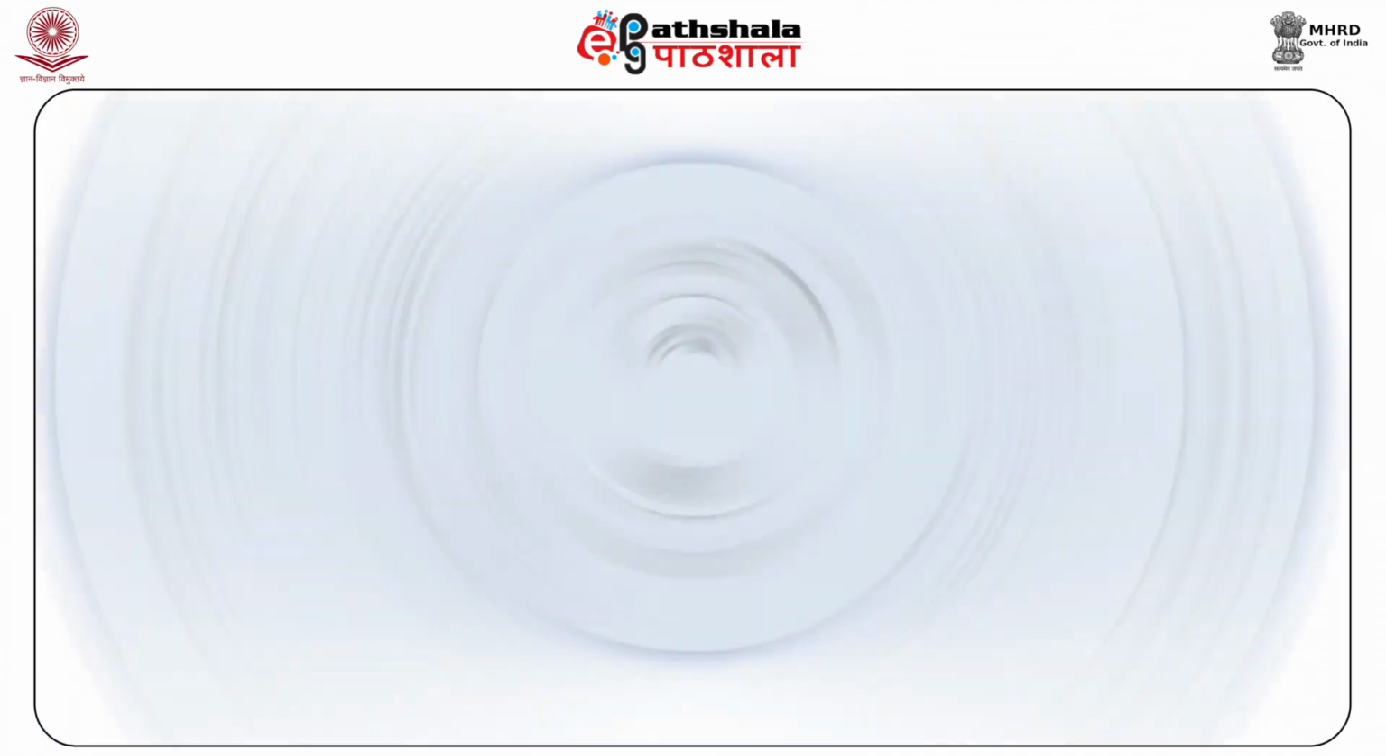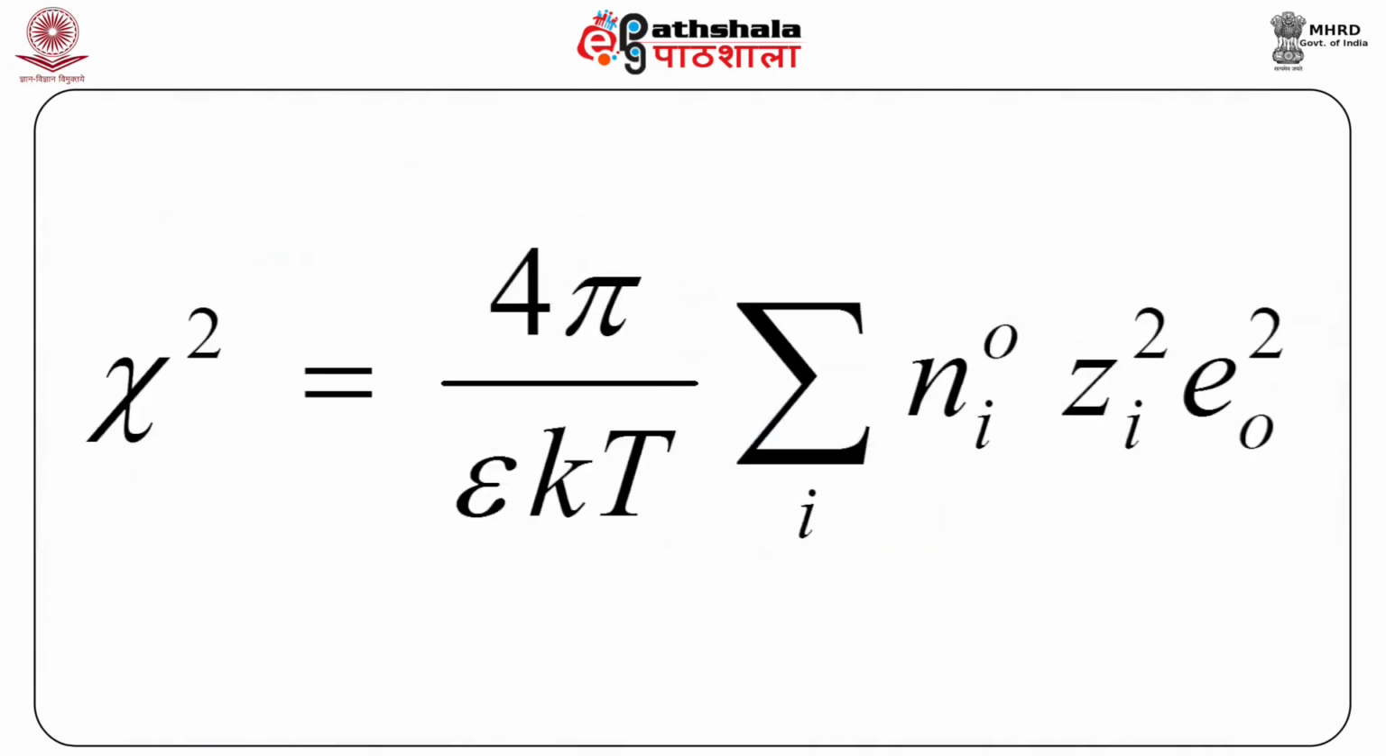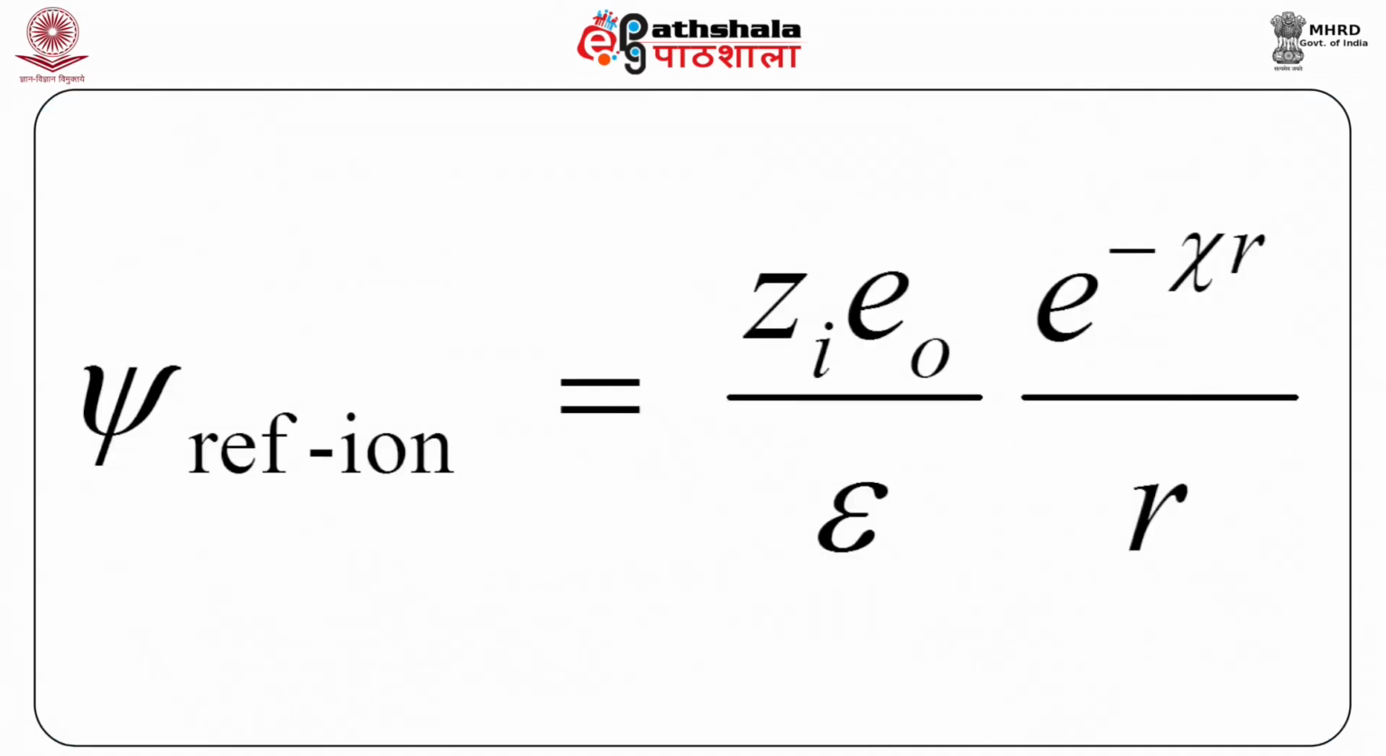In the previous module, we have also derived the linearized Poisson-Boltzmann equation, which is given as equation 2. This can be written as equation 2a, where χ square is equal to 4π by εkT summation n_i naught z_i square e naught square. We have also obtained the appropriate solution of the linearized Poisson-Boltzmann equation as given by equation 3.